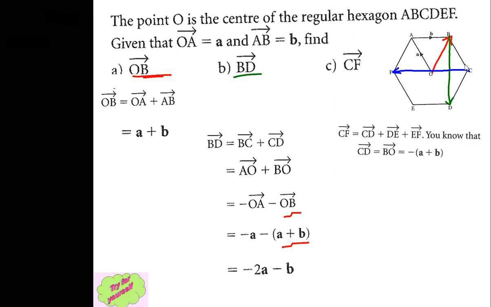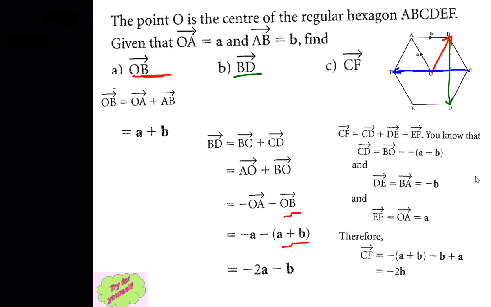So CF equals, oh, I went this way, CD plus DE plus EF. CD we've got down here. CD we know is minus A minus B, because it's a negative of this, plus DE. DE is just the reverse of this one, so DE is minus B. And then EF is parallel to A, so it's plus A. So this one here is minus A minus B, this one here is minus B, and this one here is A.